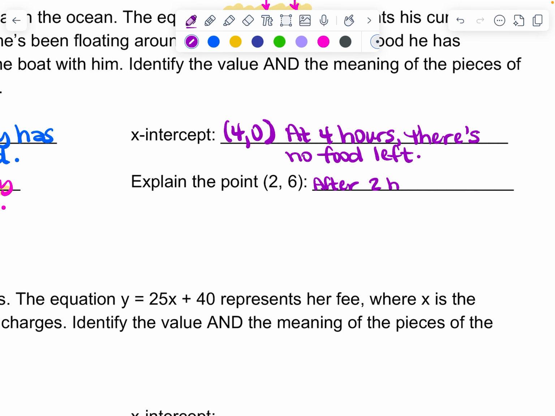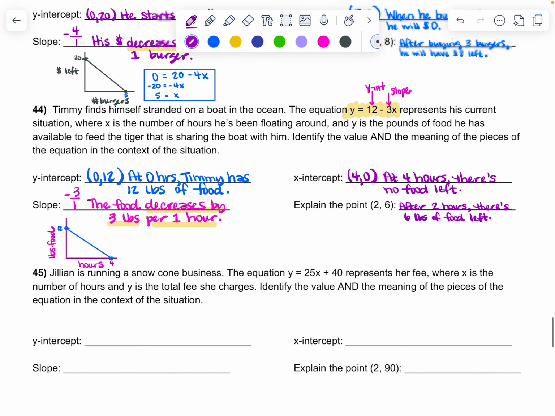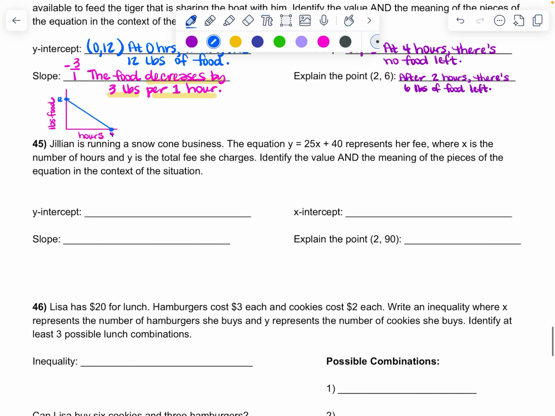Explain the point (2, 6). Okay, after 2 hours, there's 6 pounds of food left. All right, 2 more to go.